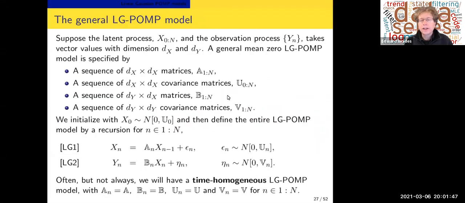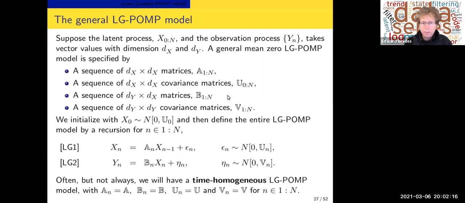Here's the general, well, fairly general linear Gaussian POMP model. We've got a latent process X at times 0 through n, and an observed process Yn at times 1 through n. These are vector-valued random variables with dimensions dx and dy. Here we're going to look at the mean zero case. You could add in a mean function if you wanted.